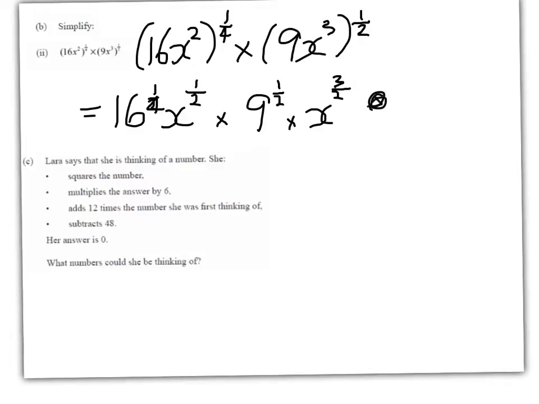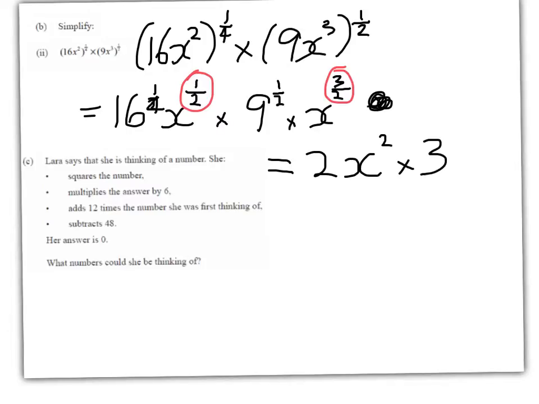I don't know what that thing there is, just don't worry about that. So that equals, well, the fourth root of 16 again is 2. X to the power of 1/2 plus 3/2 is 4/2, which is going to give me x squared, times the square root of 9, which is 3. So my answer here is 6x squared.